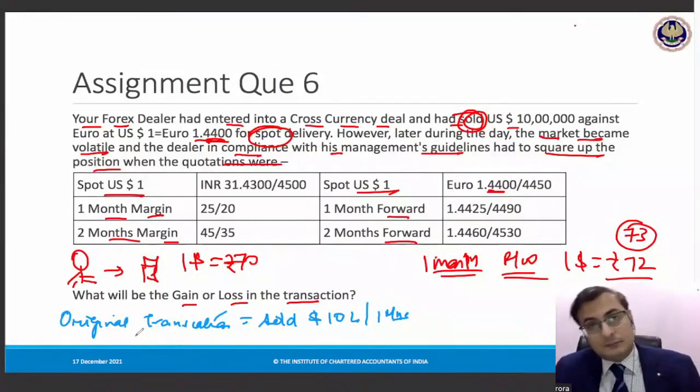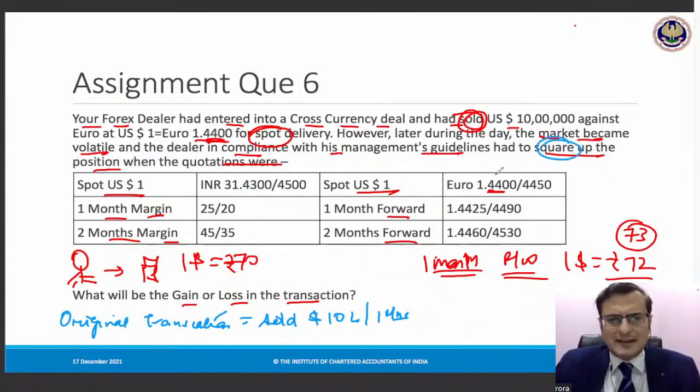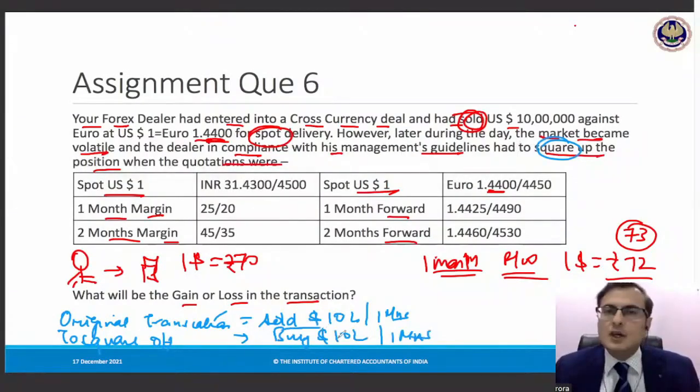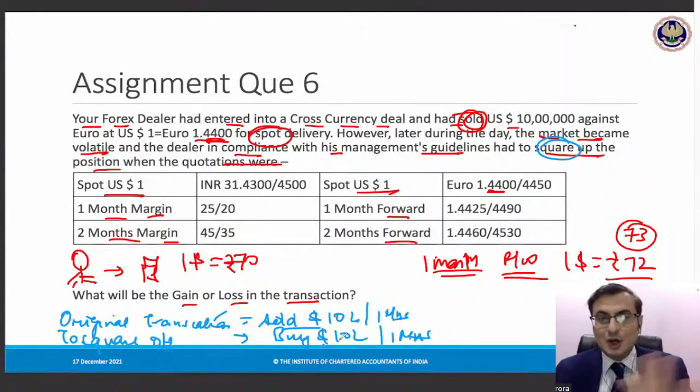What is the transaction that you need to do for squaring up? You've done it in derivatives. To square off, you will have to buy dollars 10 lakhs, or let's say 1 million. Simple. You have sold it originally, now you will have to buy it. And how will you buy dollars? Sir, by paying rupees? No, no rupees here. The transactions are happening in euro and dollars.